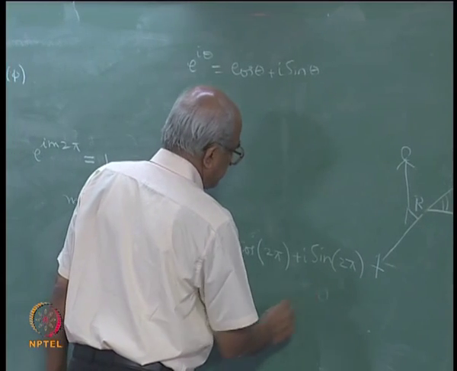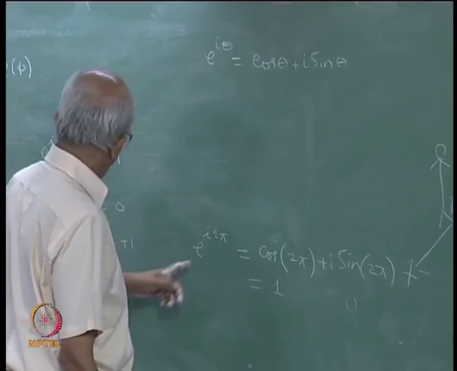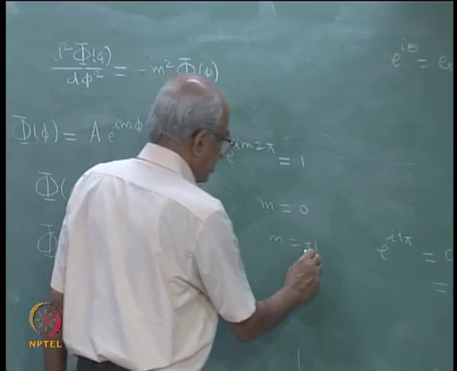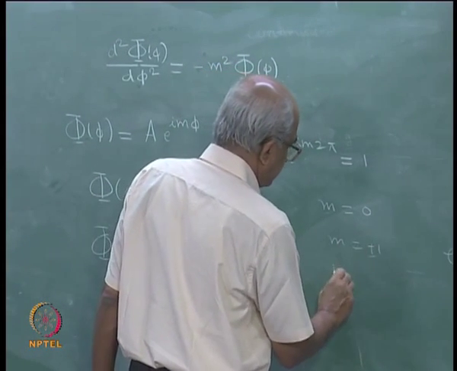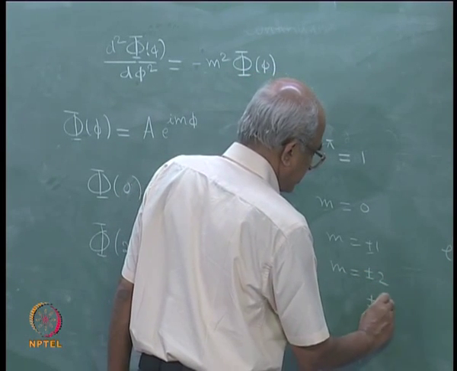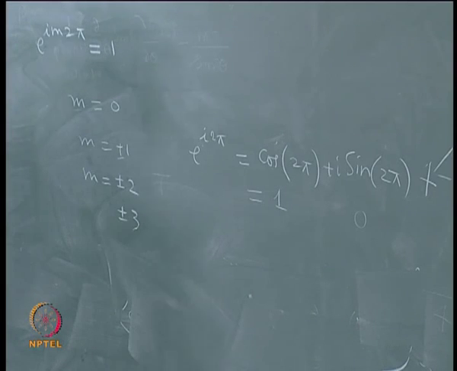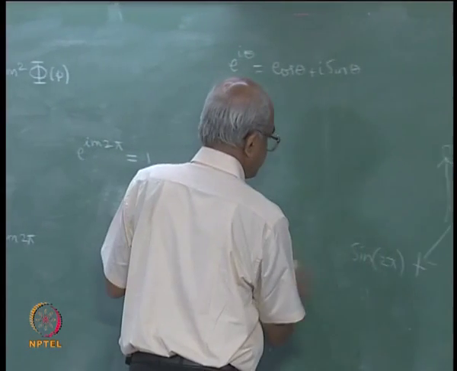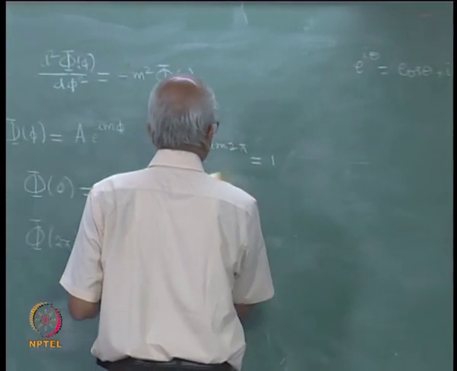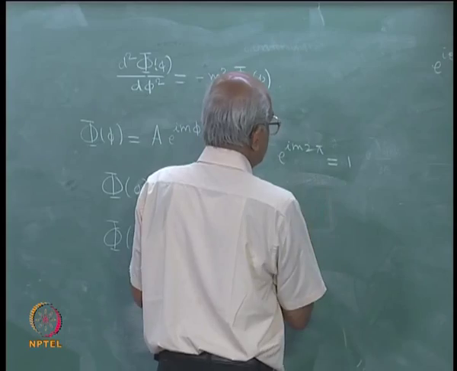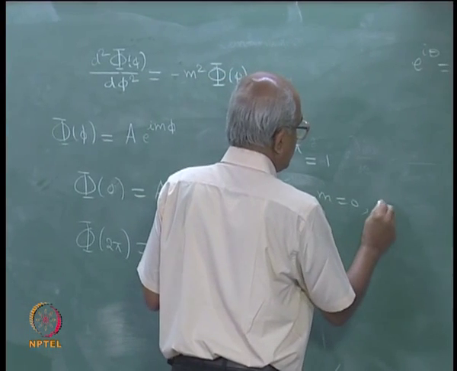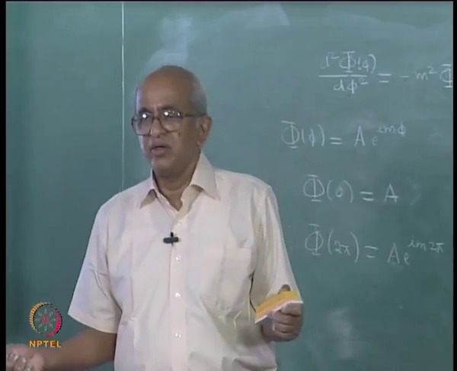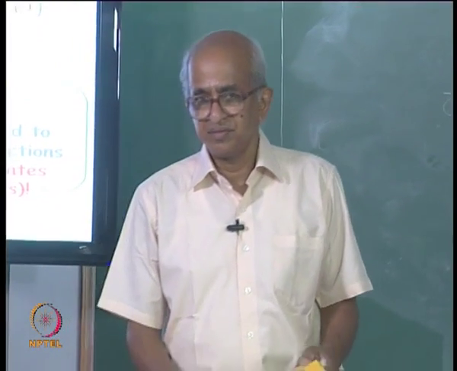And sin 2 pi is 0, cos 2 pi is 1. So, even when m is equal to plus 1, you find that the condition is satisfied, but you can easily verify that m may be minus 1, not only plus or minus 1, but m can also have the values plus or minus 2, plus or minus 3, etc. So, therefore, in order to satisfy this condition, the value of m could be 0, plus or minus 1, plus or minus 2, etc. Any positive or negative integer or 0. Okay.